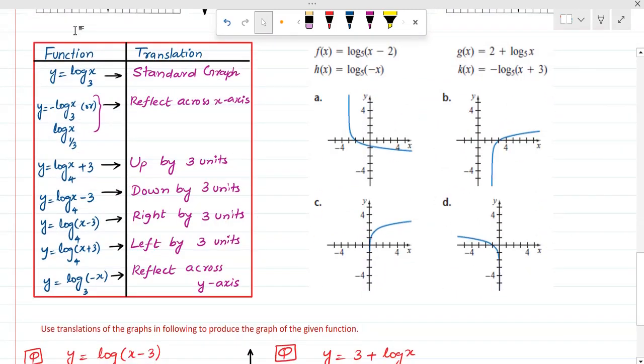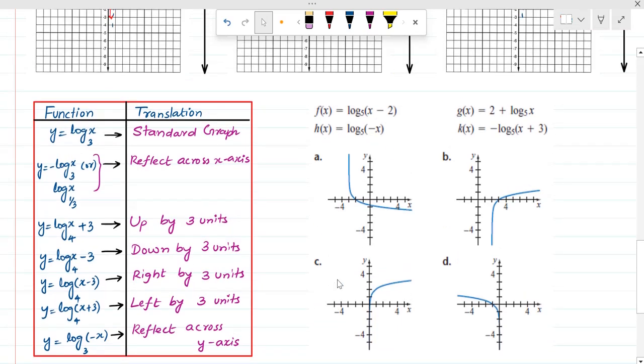Now here we have the summary of all the things we have drawn. So this is the standard graph. When the minus is outside, we say it is a reflection across the x-axis. When we have a plus 3, it is up by 3 units. When you have log base 4 of x minus 3, the graph is shifted down by 3 units. And here log of x minus 3, the minus 3 is inside the log function, therefore right by 3 units. If it is plus, left by 3 units. If it is minus inside the log function, therefore it is a reflection across the y-axis.